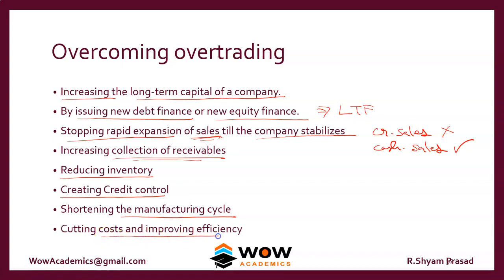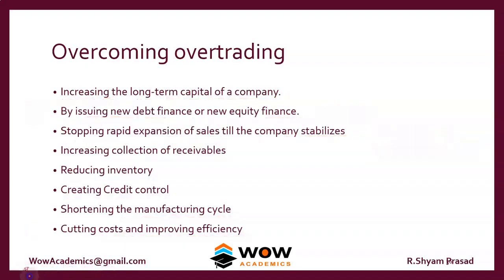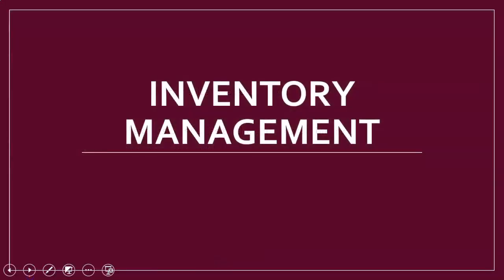Cutting costs and improving efficiencies. So we can cut the costs here and there, and we can try to improve the efficiency. But the most important point of all these is that to immediately solve the overtrading problem, the company has to go for long-term debt finance or long-term equity finance. So we'll move on to the next topic.